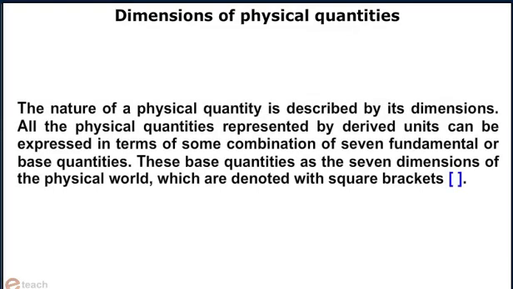Study about dimensions of physical quantities. The nature of a physical quantity is described by its dimensions. All the physical quantities represented by derived units can be expressed in terms of some combination of 7 fundamental or base quantities. These base quantities are the 7 dimensions of the physical world, which are denoted with square brackets.